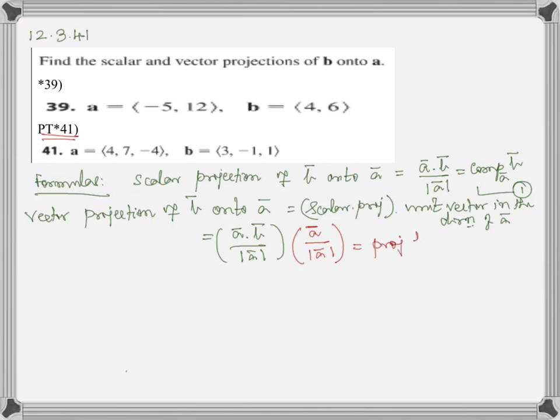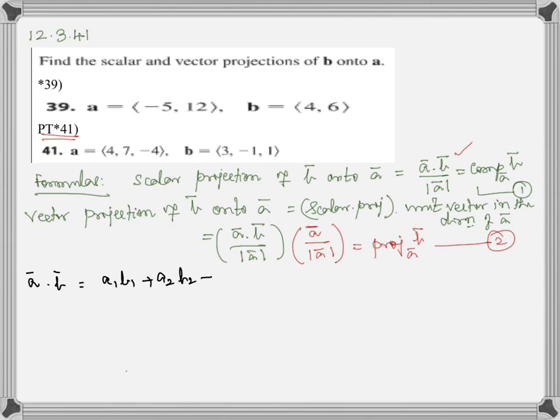So we got the formulas, and the vector projection is also written as the projection of B onto A like this, and we will call it 2. So these are the two formulas that are needed to proceed with this problem. So let's start finding the scalar projection first. To do that, we need the numerator, which is A dot B.